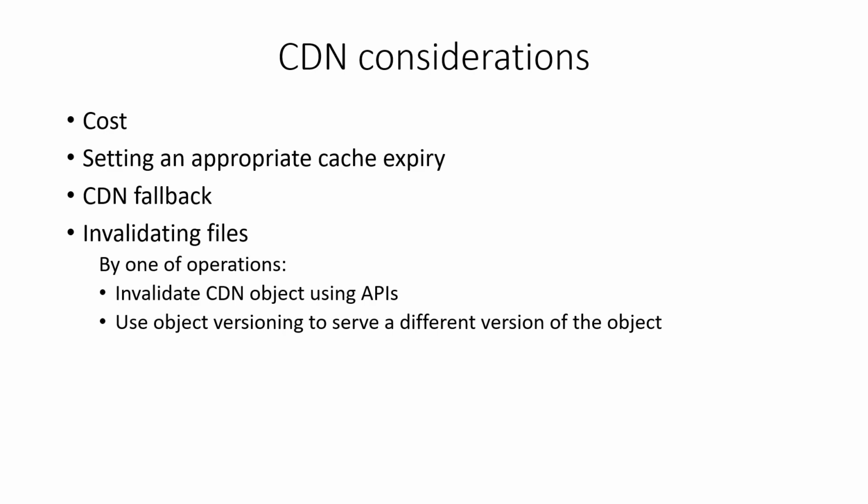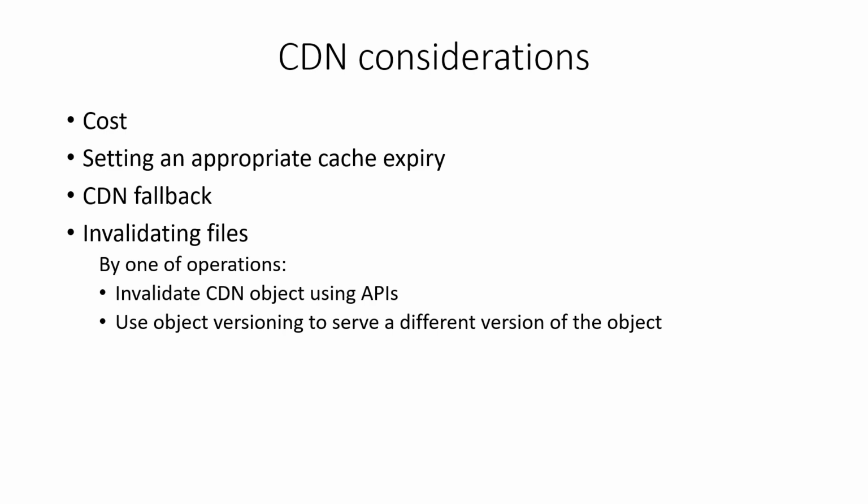Setting an appropriate cache expiry. For time-sensitive content, setting a cache expiry time is important. The cache expiry time should neither be too long nor too short. If it's too long, the content might no longer be fresh. If it's too short, it can cause repeat reloading of content from origin servers to the CDN.